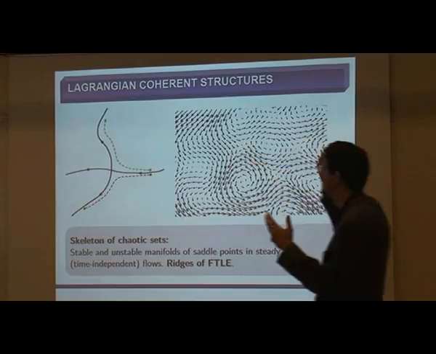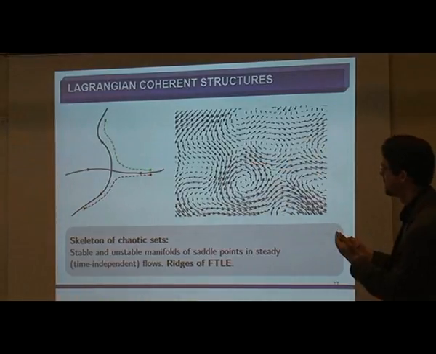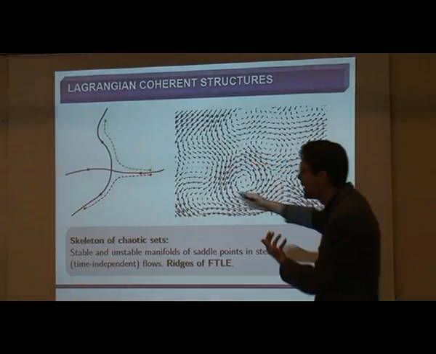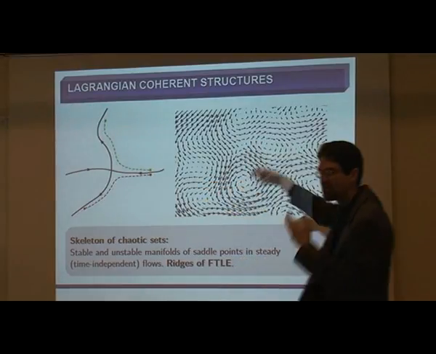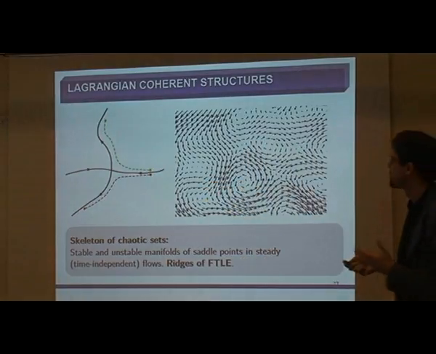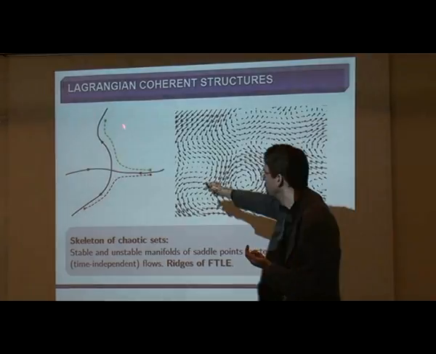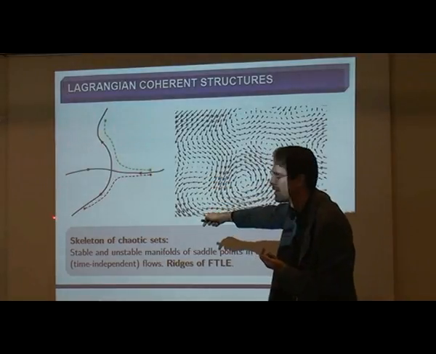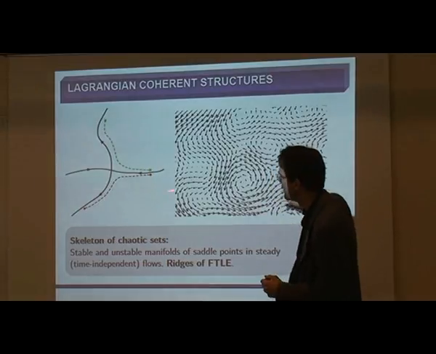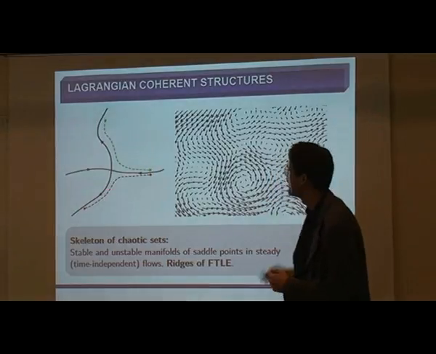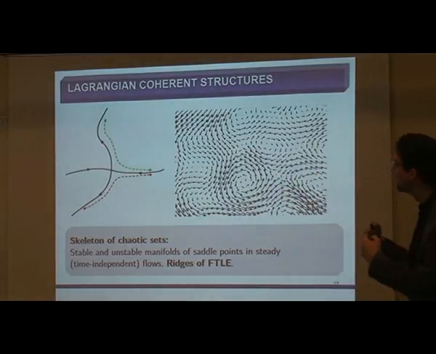If you run the system backwards in time, and you start with two particles here, going backwards in time, one will go this way, one will go this way. So what does that mean? If you compute the Lyapunov exponent backwards in time, you'll find these unstable lines, the unstable manifolds. If you compute it forward in time, you'll find the stable manifold.